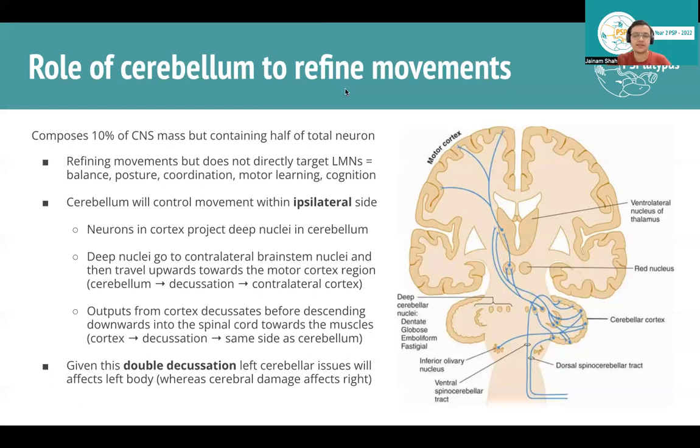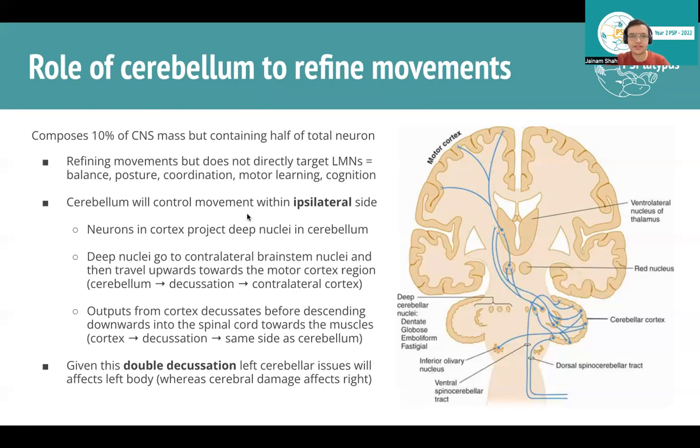Some of the major functions it has is to allow for balance, posture, coordination, motor learning, and some elements of cognition. And just a general rule, the cerebellum controls movements on the ipsilateral side of that particular lobe of the cerebellum. Okay, so that's just an important rule to keep in mind. And again, in the anatomy lectures, I would have gone through some of the tracts that go towards the cerebellum. And you'll know that regardless of how many times it crosses over, it'll always end up on the cerebellar lobe that is on the same side as where it originated on the body. That's just something to keep in mind.